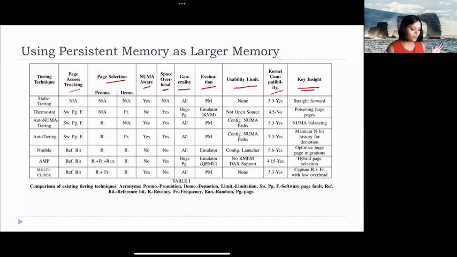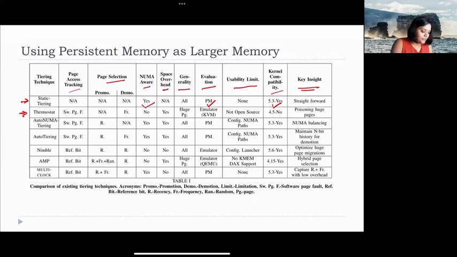If you want a cumulative view of all these metrics for different works, then the static tiering doesn't do any page access tracking because it's static. It doesn't do any promotion or demotion. It's just not applicable. Yes, it is NUMA aware. It can be used directly with persistent memory, and it can be used with different kernel versions. There is not any key insight. It's very straightforward, right?